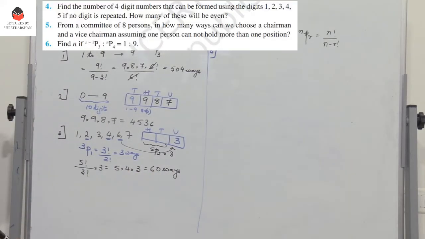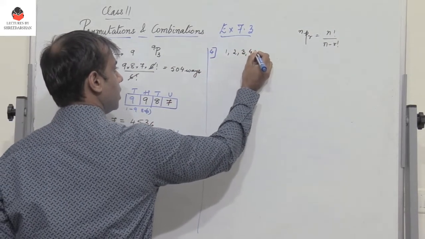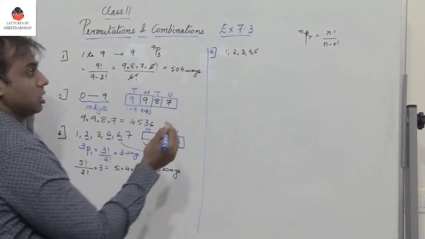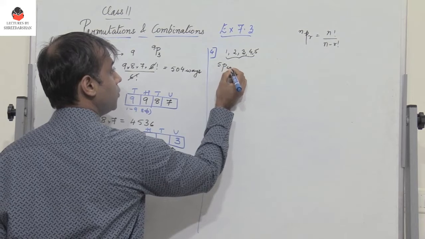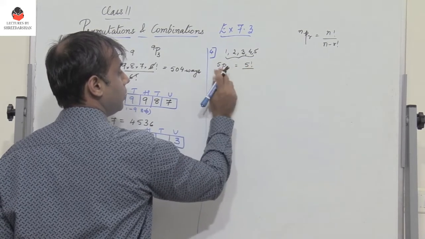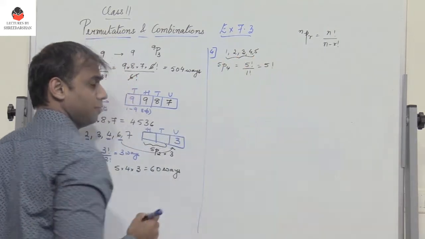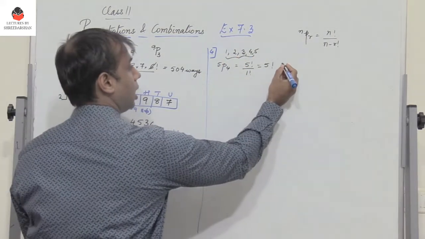Find the number of 4-digit numbers that can be formed using digits 1, 2, 3, 4, 5 if no digits are repeated. So you have numbers 1, 2, 3, 4, 5. So now I need to find the number of 4-digit numbers. So among these 5, I have to select 4. So it's going to be 5P4. So which is factorial 5 divided by factorial 5 minus 4 is 1 factorial. So this is factorial, which is 5 into 4 into 3 into 2 into 1, which gives us 120.